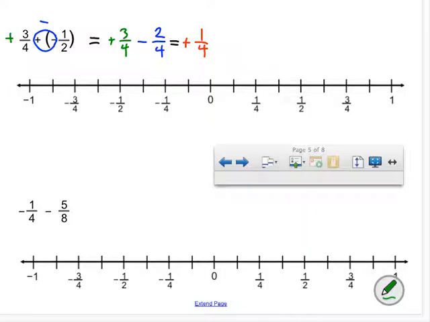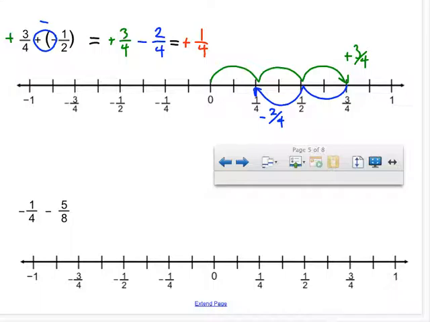I have a positive 3/4, so I'm going to go to the right 3. 1, 2, that's 3/4 plus 3/4. And then I have to subtract 2/4. So I'm going to go backwards. 1, 2/4, that's minus 2/4. And that leaves me right on positive 1/4. Okay? And then the last problem.